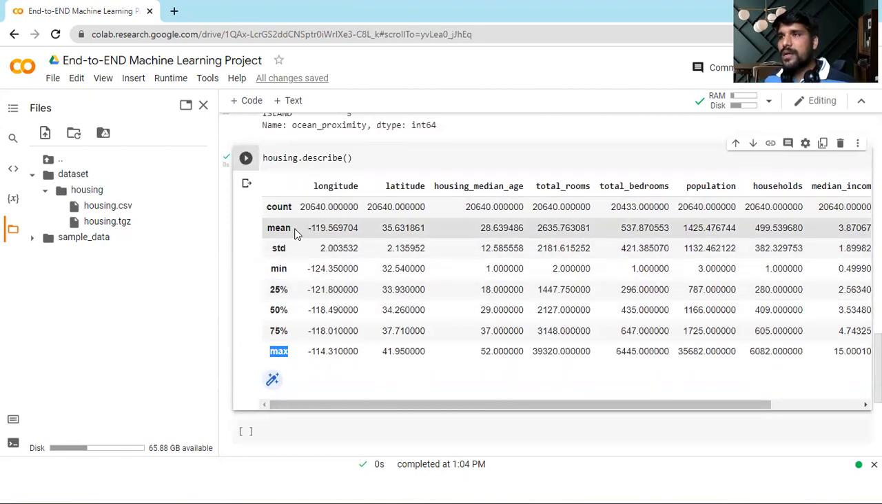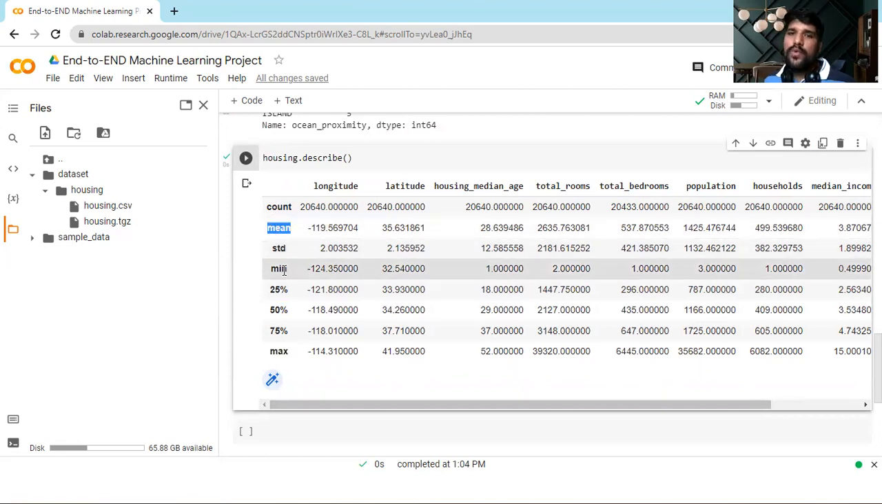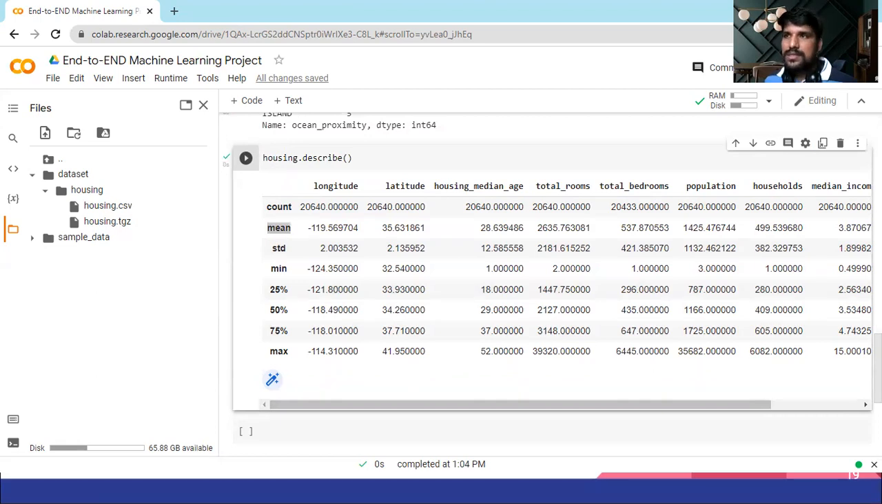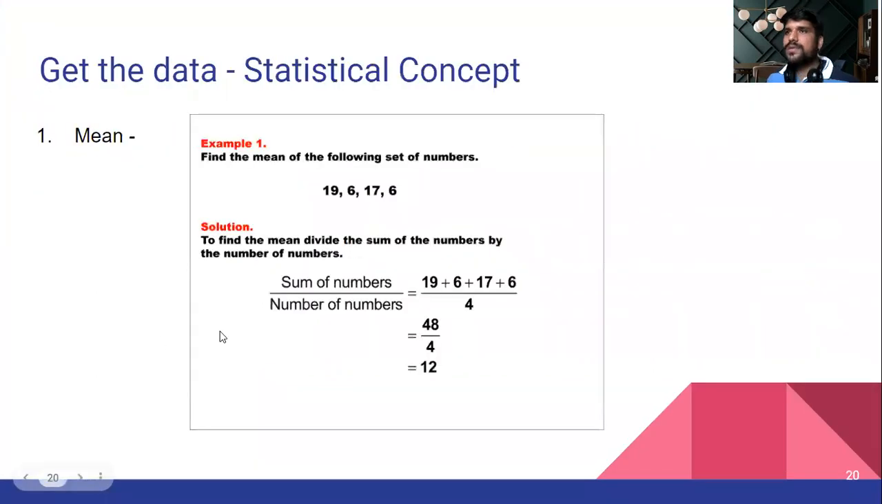So let's understand. Mean is nothing but the average. Let me bring my slide here. I prepared something for you to understand this stuff. So what is mean, guys? I think everyone knows mean is nothing but the average. But just to revise in a minute, suppose these are my data points: 19, 6, 17, and 6.